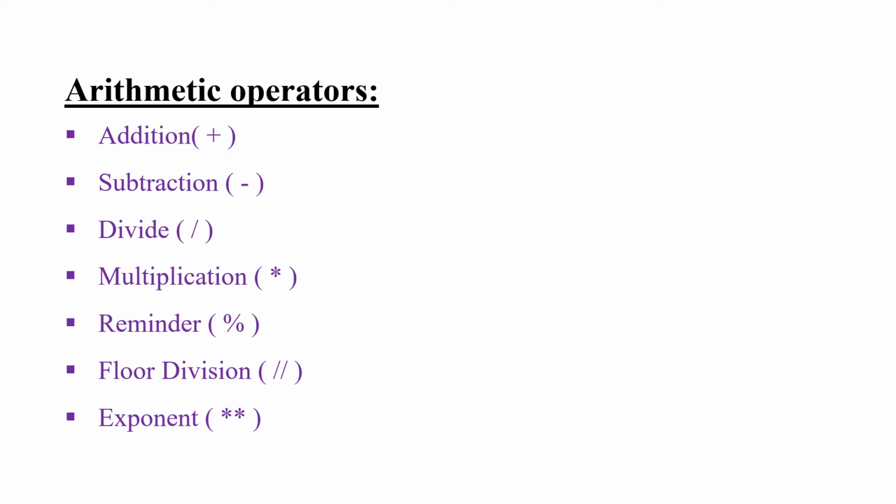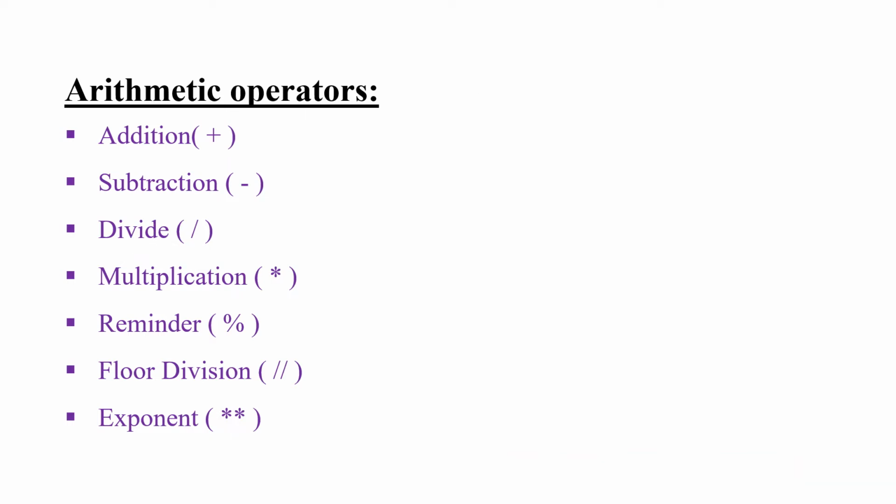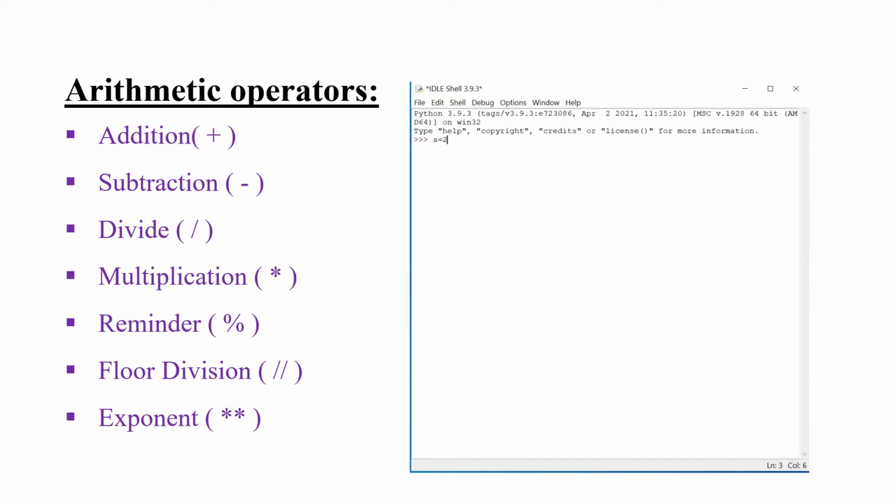Addition operator. It is used to add two operands. For example, if a is equal to 20, b is equal to 10, print of a plus b will get the output as 30. Next, subtraction operator. It is used to subtract the second operand from the first operand. If the first operand is less than the second operand, the result is negative. For example, if I take a is equal to 20, b is equal to 10, print a minus b will get the output as 10.